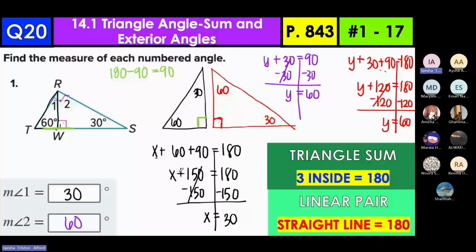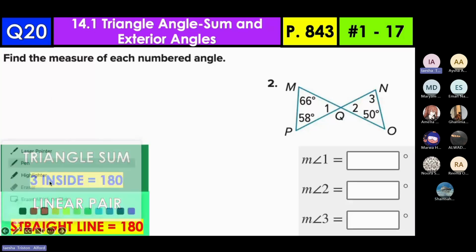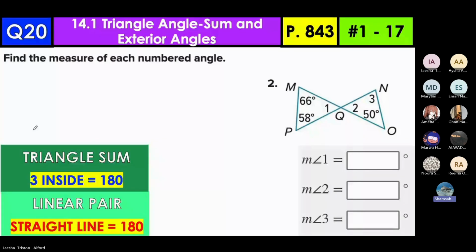Everybody's all right with number 1? Yes. All right. Number 2. Okay, we need number 1 again. Which rule can you use? Triangle sum. Okay, give me an equation. 66 plus x plus 58 equal 180. All right, I need your help because I don't have the calculator now.